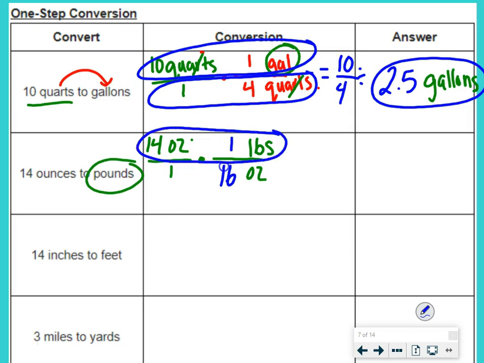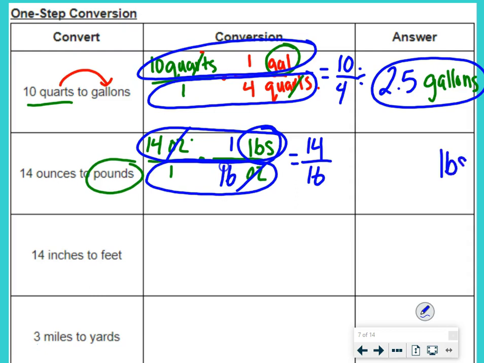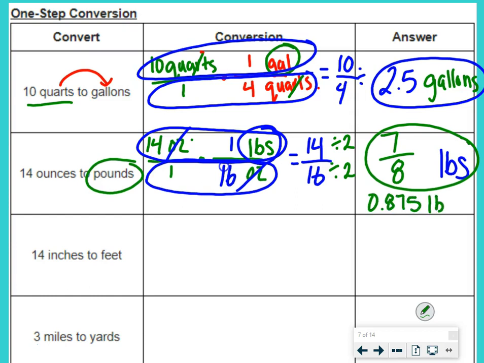So do 14 times 1, and we get 14. We get 1 times 16 is 16. Ounces cancel. We're left with pounds, which is what we want. And then we have 14 over 16. We can leave that as a fraction, but we could reduce it because both numbers are divisible by 2. 14 divided by 2 is 7. 16 divided by 2 is 8. So it would be 7/8 pounds. If you don't want to leave your answer as a fraction, we can just do 14 divided by 16. And we get 0.875 pounds. Either answer is acceptable.